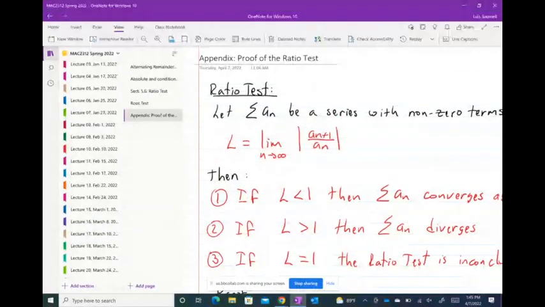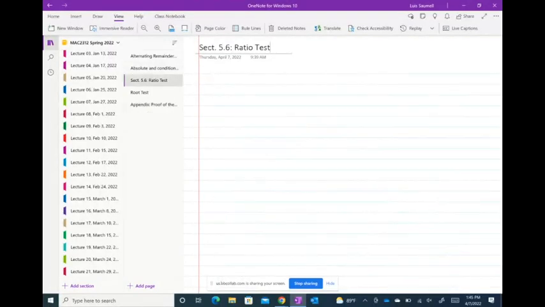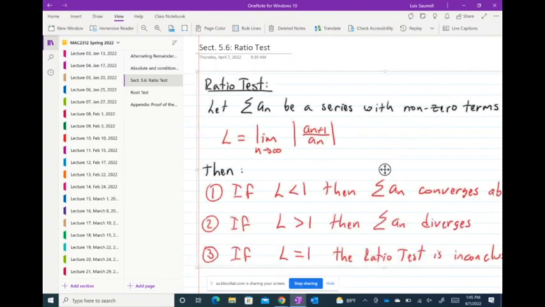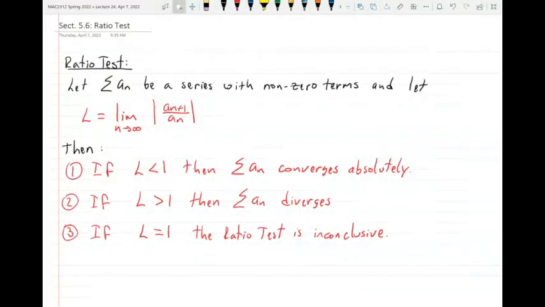Okay. So later, if you want, you can look at this page I call the appendix, and you can see the argument of why this theorem works. And if you want, you can ask me during office hours, and I'll be glad to explain it to you. But the important thing is that you have to be able to use it. Once again, it's actually very simple to use.